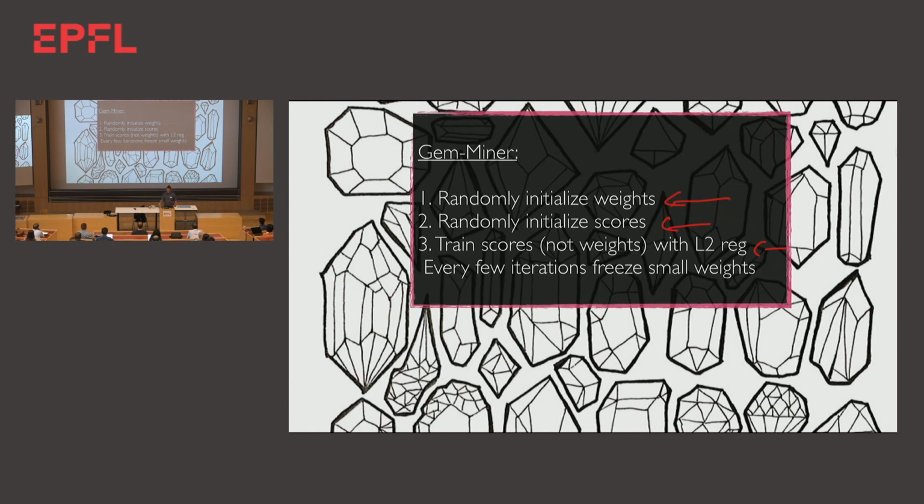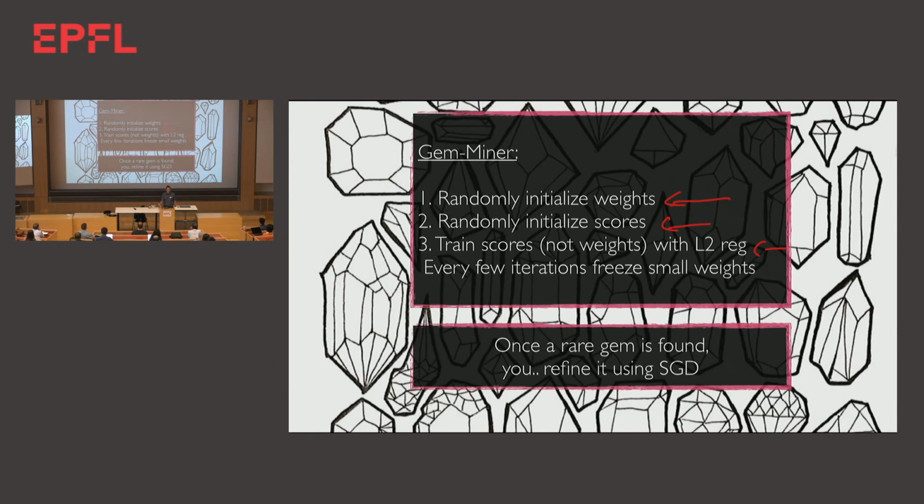Okay. So this will create what we will call a rare gem, and the rare gem will be fine-tuned with SGD. All right. So you'll just refine the gem with SGD once you find it. Okay. Any questions on the algorithm?